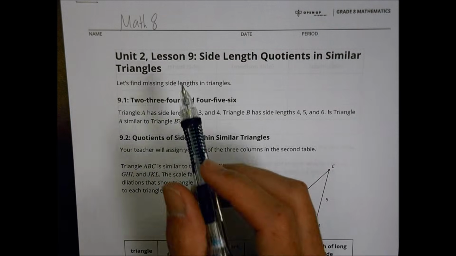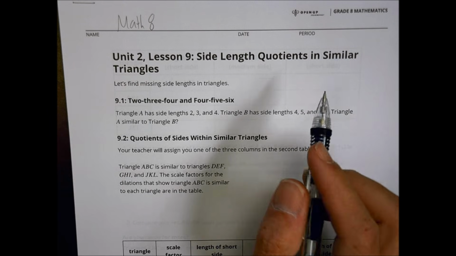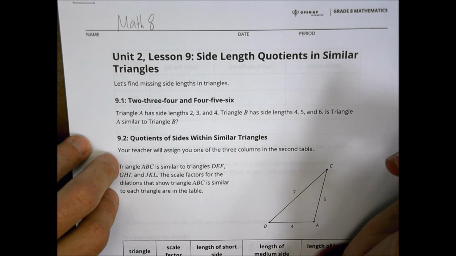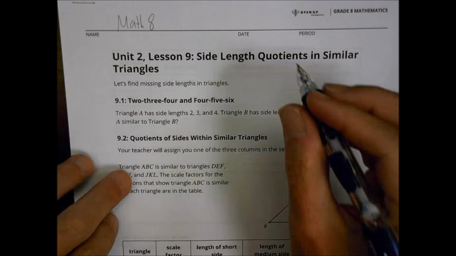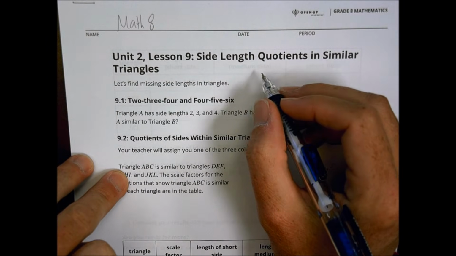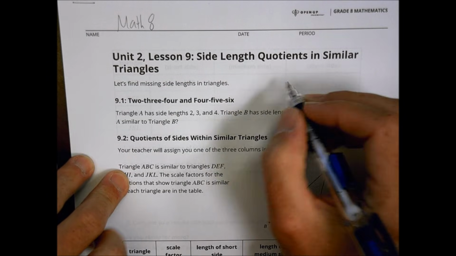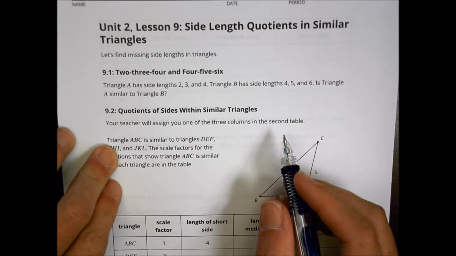Okay, this is Math 8, Unit 2, Lesson 9, Side Length Quotients in Similar Triangles. Before, what we learned about was that similar triangles are the images of each other under a sequence of rigid transformations and dilations, and therefore a scale factor made them similar. So when you have a rigid translation and dilation, you end up with a scale factor that makes them similar triangles. We talked about that before.